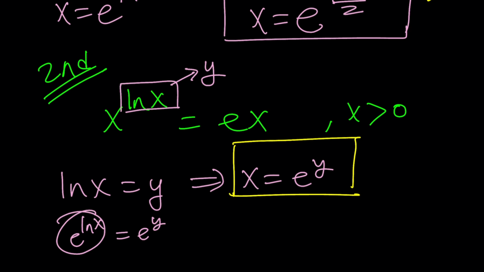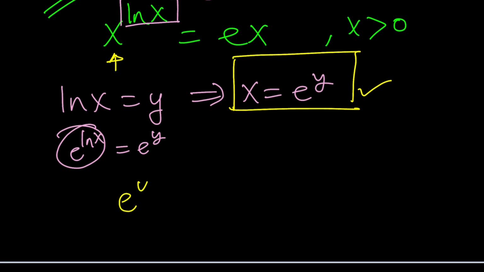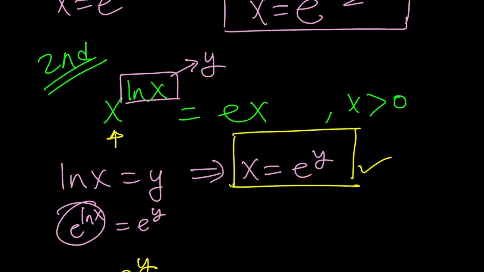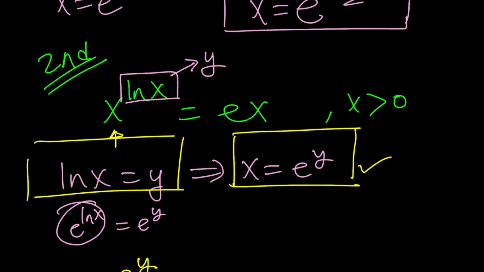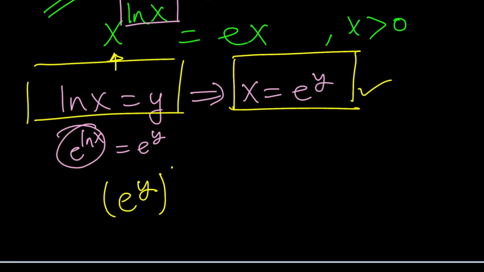For example, what am I going to do with x? I'm going to replace it with e to the power y. Let's do it. What about ln x? ln x is equal to y. Remember that? So I'm going to replace ln x with y. Everything is ready to go. Awesome. And then on the right-hand side, I will replace x with e to the power y again.